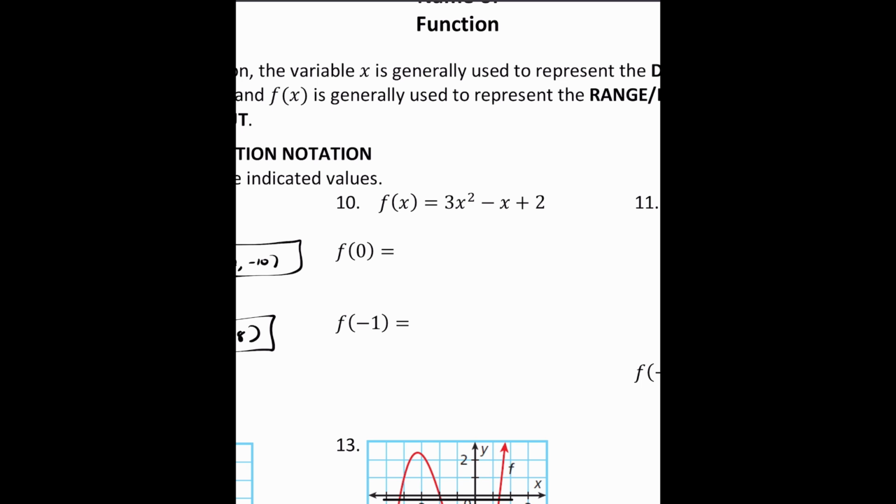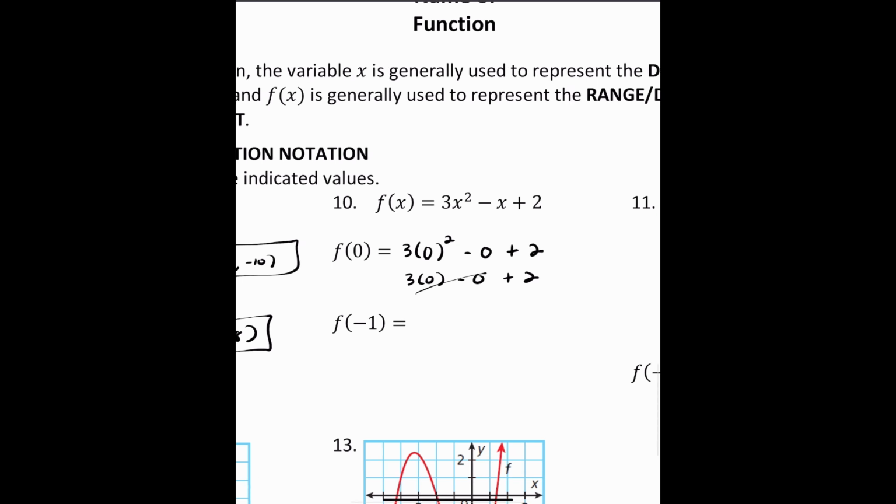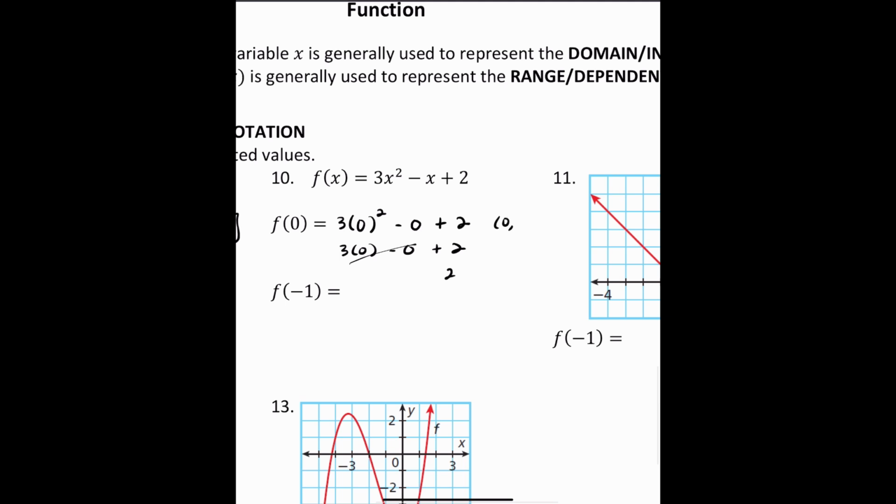So we have f of 0 equals 3 times 0, quantity squared, minus 0 plus 2. And notice we have 0 squared, which is just 0. So you're dealing with 3 times 0 minus 0 plus 2. And look at that. 3 times 0 is 0. 0 minus 0 is 0. So we're basically left with positive 2. So your input is 0. Your output is 2. So we can go ahead and write 0, 2 as our ordered pair.